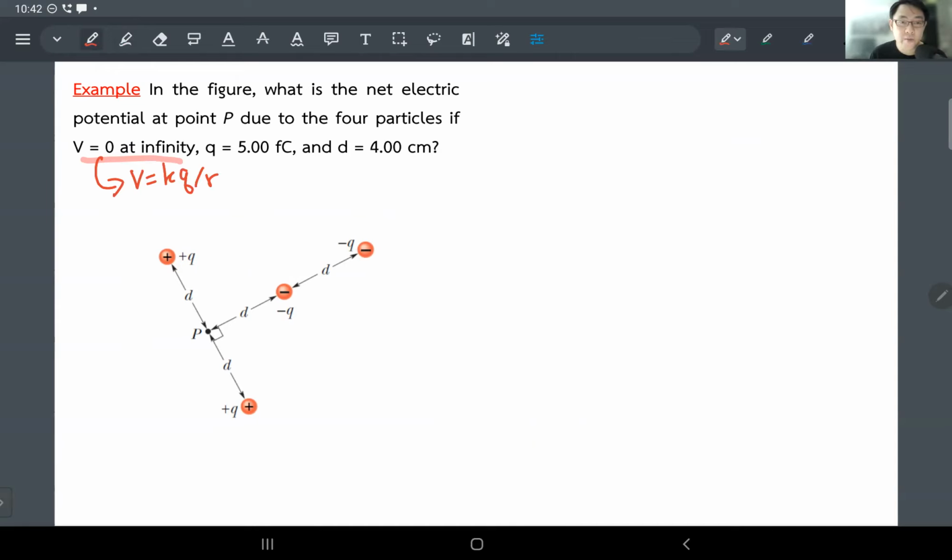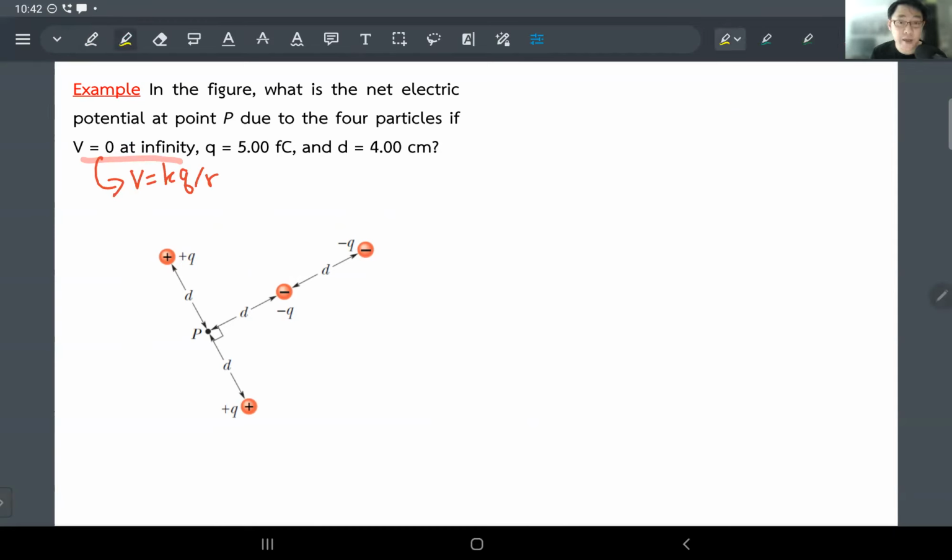So Q is given to be 5, wow, is it a femto Coulomb? Is it 10 to the negative 15? You don't need to worry too much about that, because you can look up the prefix of all those units. And the D is also given to be 4 centimeters. All right, guys, let's start.